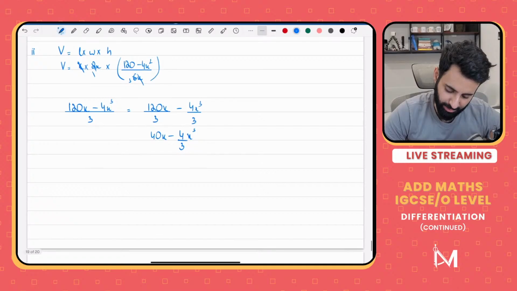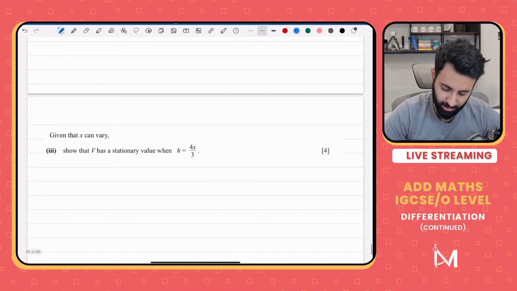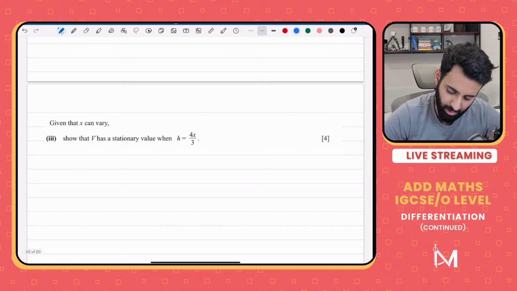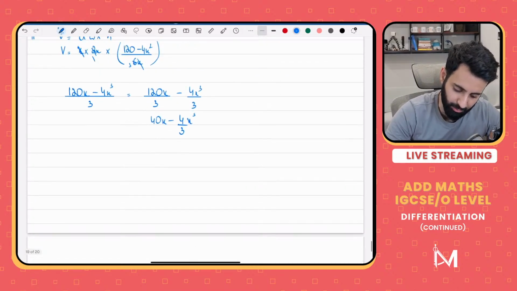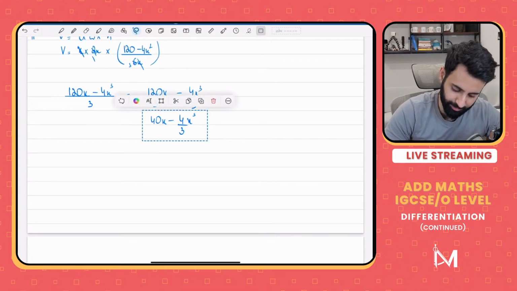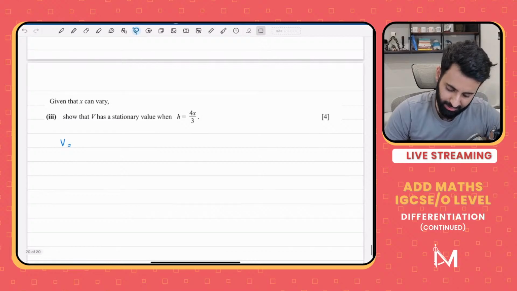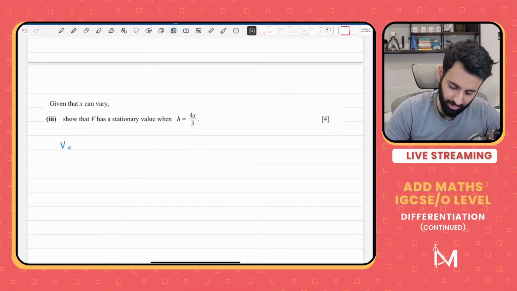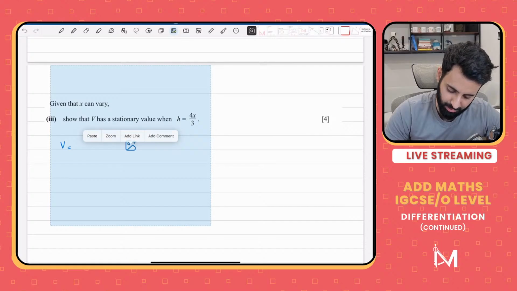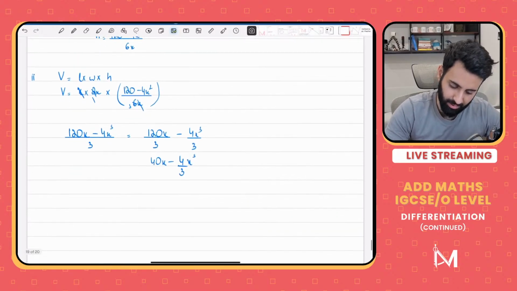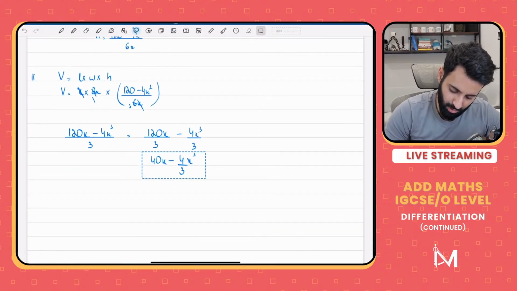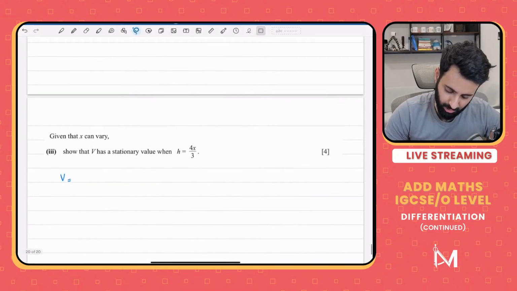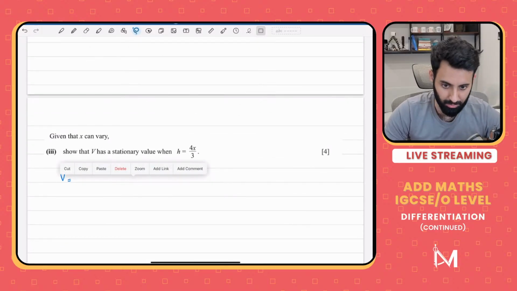Okay, show that V has a stationary value when x is equal to 4 upon 3. Okay, so what are we supposed to do over here? We have the expression for volume. Here it is. We're supposed to show that it has a stationary value when x is equal to 4 upon 3. Now, there are 2 ways that we can solve this question. One is that we can differentiate, equate it to 0, solve for the value of x. Okay, we can do that.